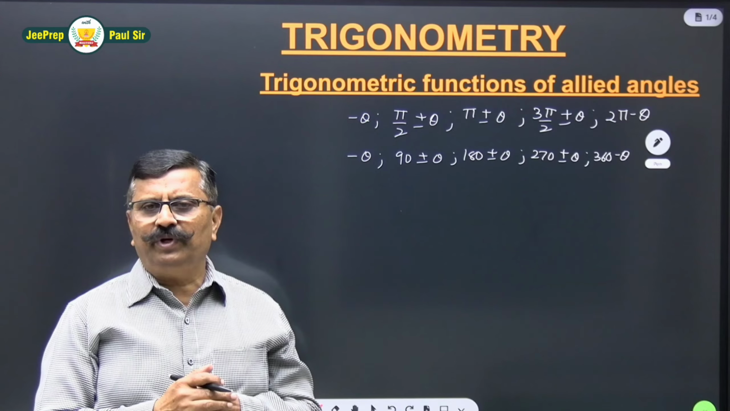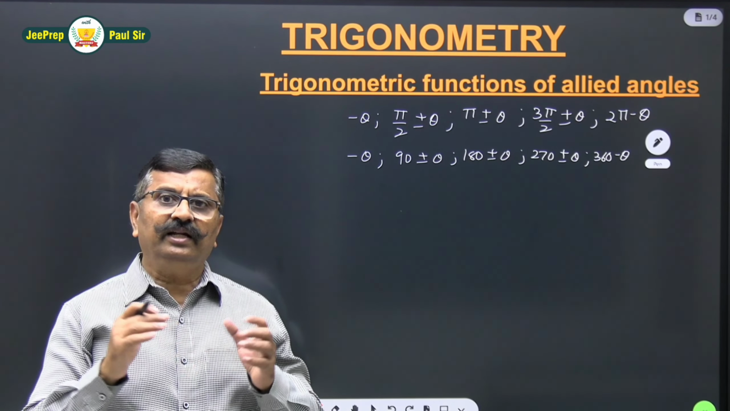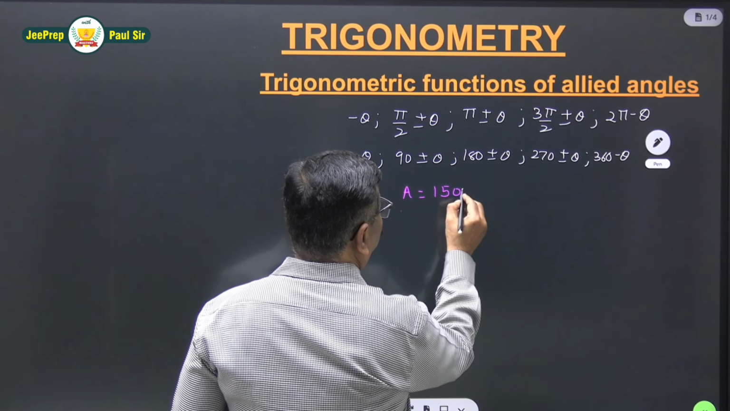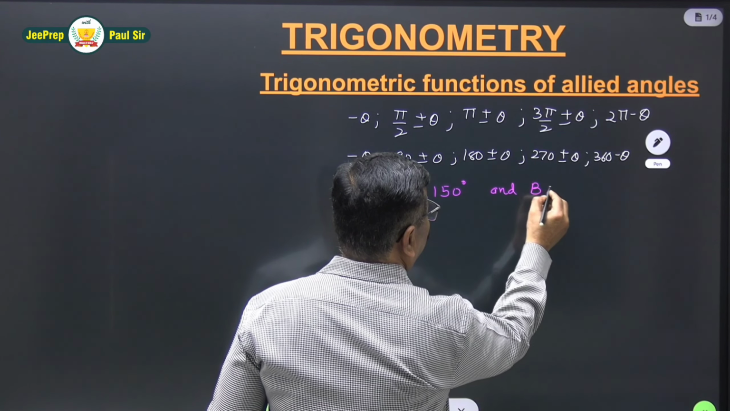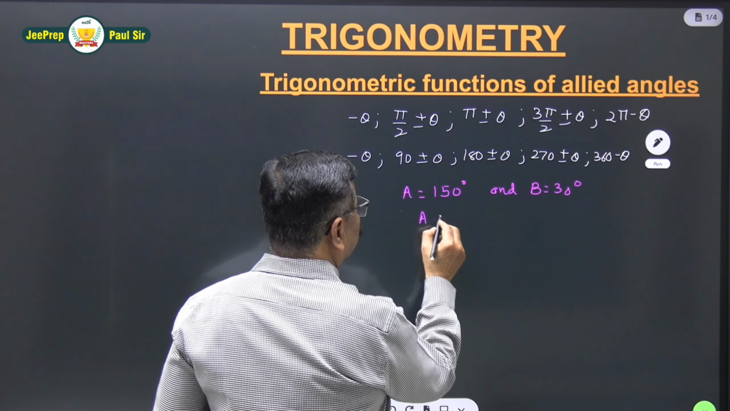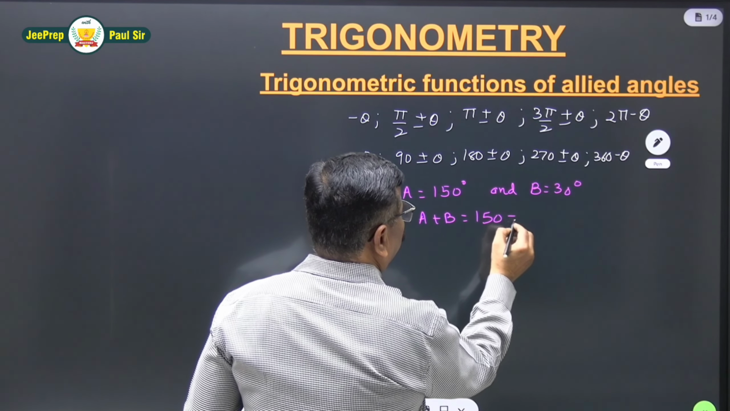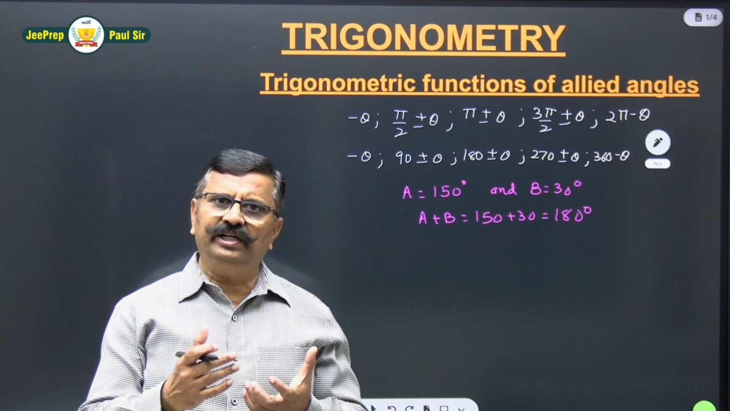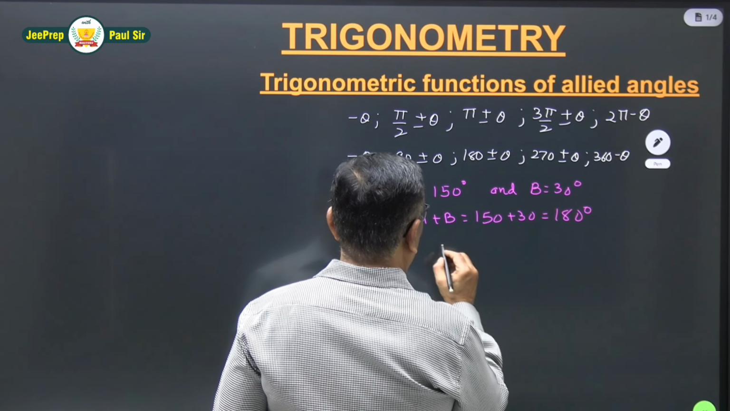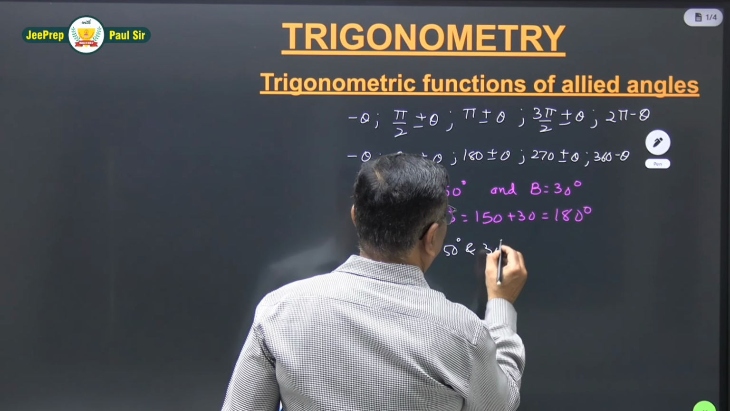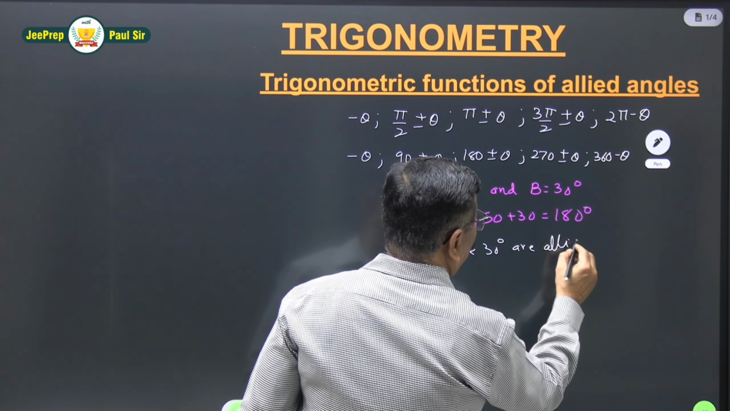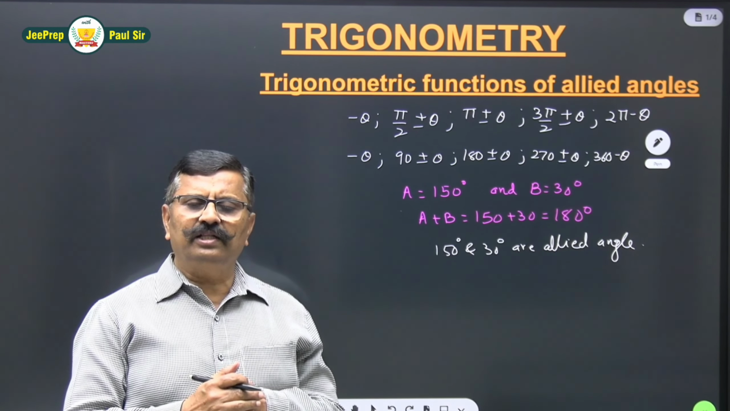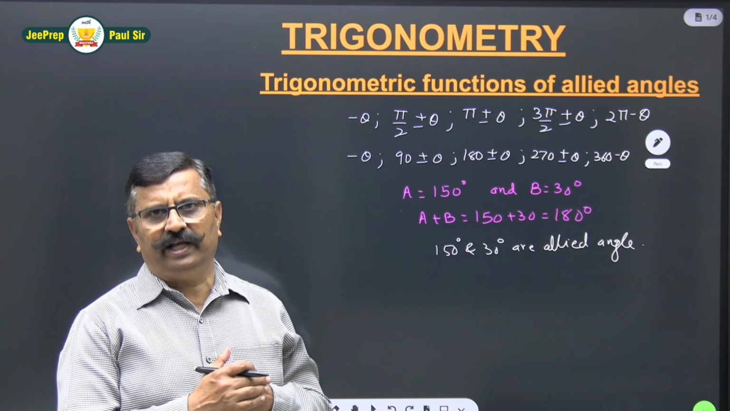Now, for example, say angle A is 150 degrees and angle B is 30 degrees. Then what is A plus B? It comes to be 180 degrees. So, 150 degrees and 30 degrees are allied angles. Now, all of you understood what allied angles are. Now, let's find the trigonometric functions of such allied angles.